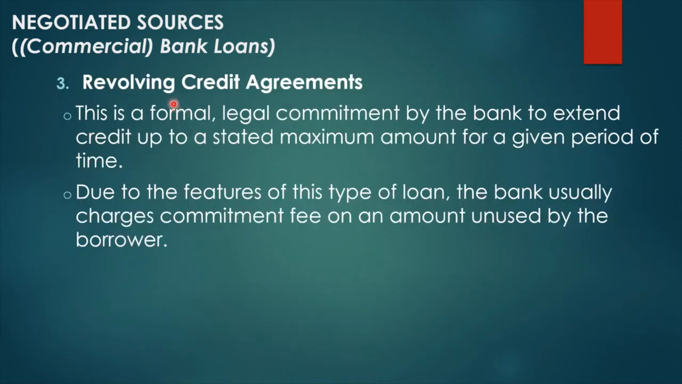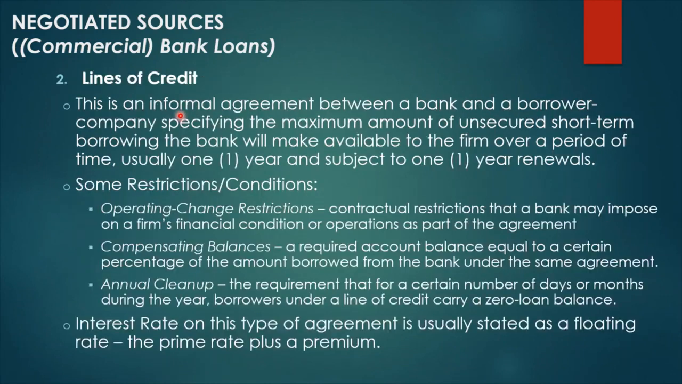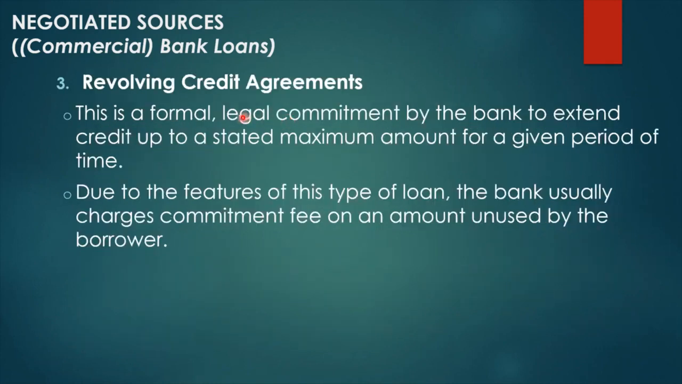And lastly, revolving credit agreements. What is this? Well, as compared to a line of credit, this is a formal legal commitment by the bank to extend credit up to a stated maximum amount for a given period of time. As we can see, the line of credit is an informal agreement, while revolving credit is more formal, with a legal commitment. And due to the features of this type of loan, the bank usually charges a commitment fee on the amount unused by the borrower. So for example, if 1 million is the amount committed by the bank, and the borrower, let's say, only used 800, that unused 200 will be charged a commitment fee. That becomes the basis of the bank's commitment fee percentage.